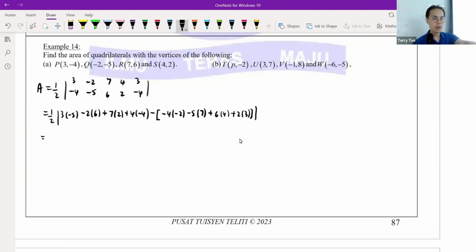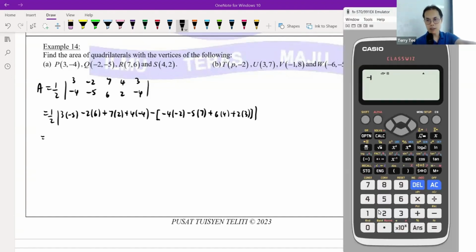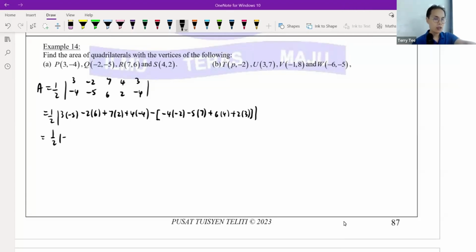Okay, so use your calculator. This one, I use negative 15 minus 12 plus 14 minus 16. Minus, I change to plus. I better put a minus, open 8 minus 35 plus 24 plus 6. My answer is minus 32. Just take a positive value. Answer is 16.